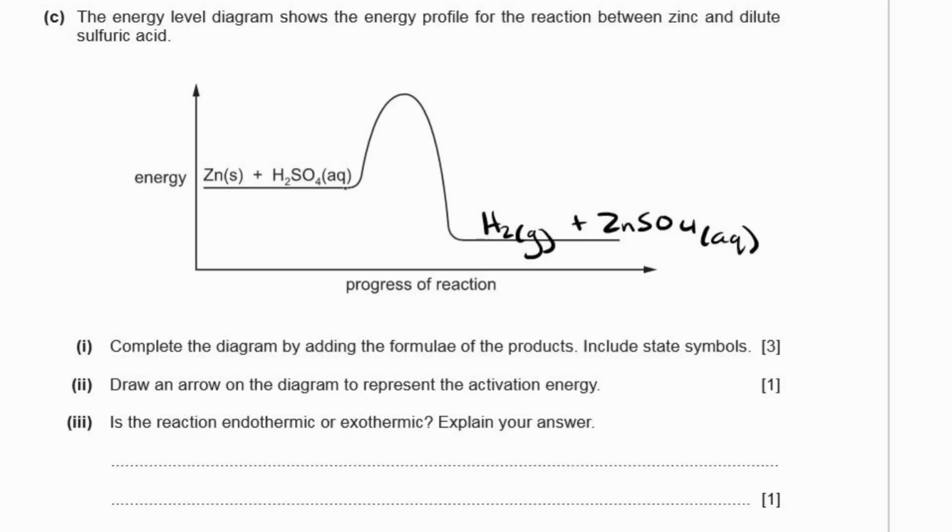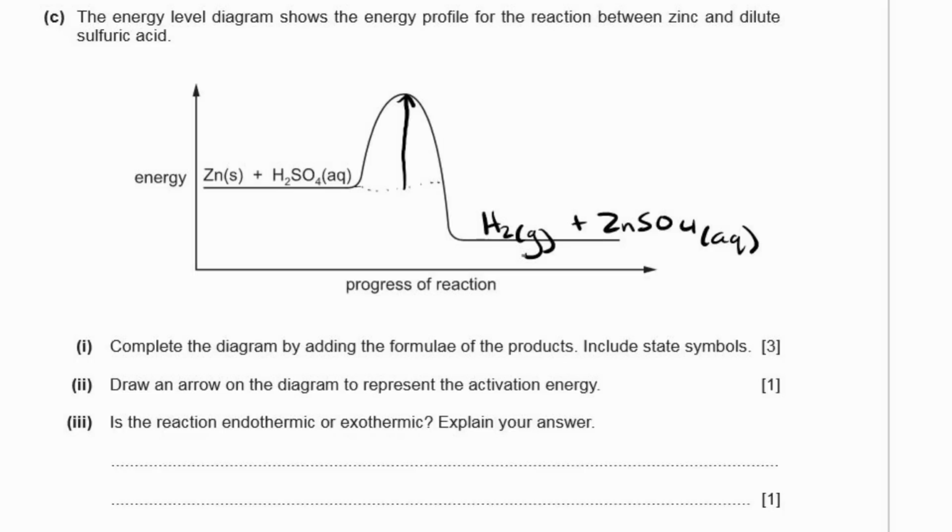All right. 2, draw an arrow on the diagram to represent the activation energy. Okay, the activation energy is the energy required to start the reaction. So this arrow is what they're looking for, an arrow from the line of the reactant's energy to the top of the hump here. Once it gets that energy, the reaction will continue.